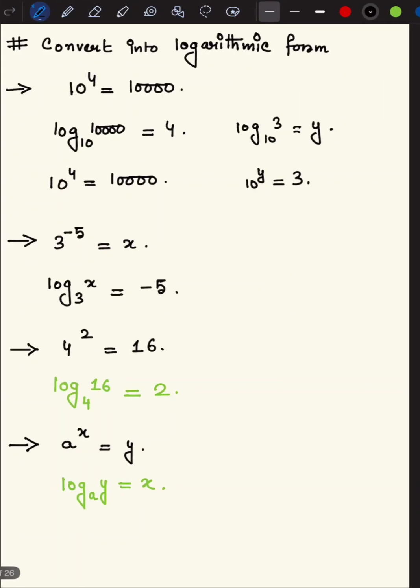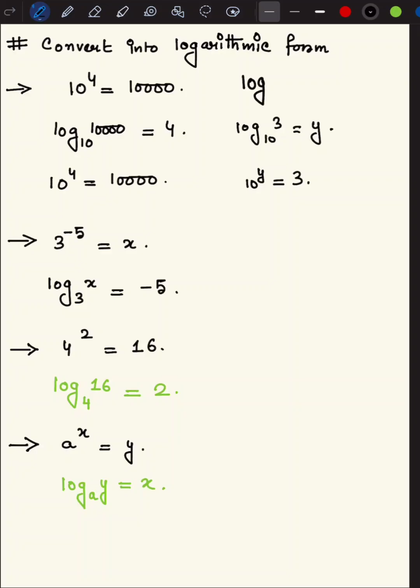Now we will learn some conversions: how to convert exponents into logarithmic form, and how to convert logarithmic form into exponents. Suppose this exponent term is given, that 10 to the power 4 is equal to 10,000. How can we convert this into log? We can say log 10,000.